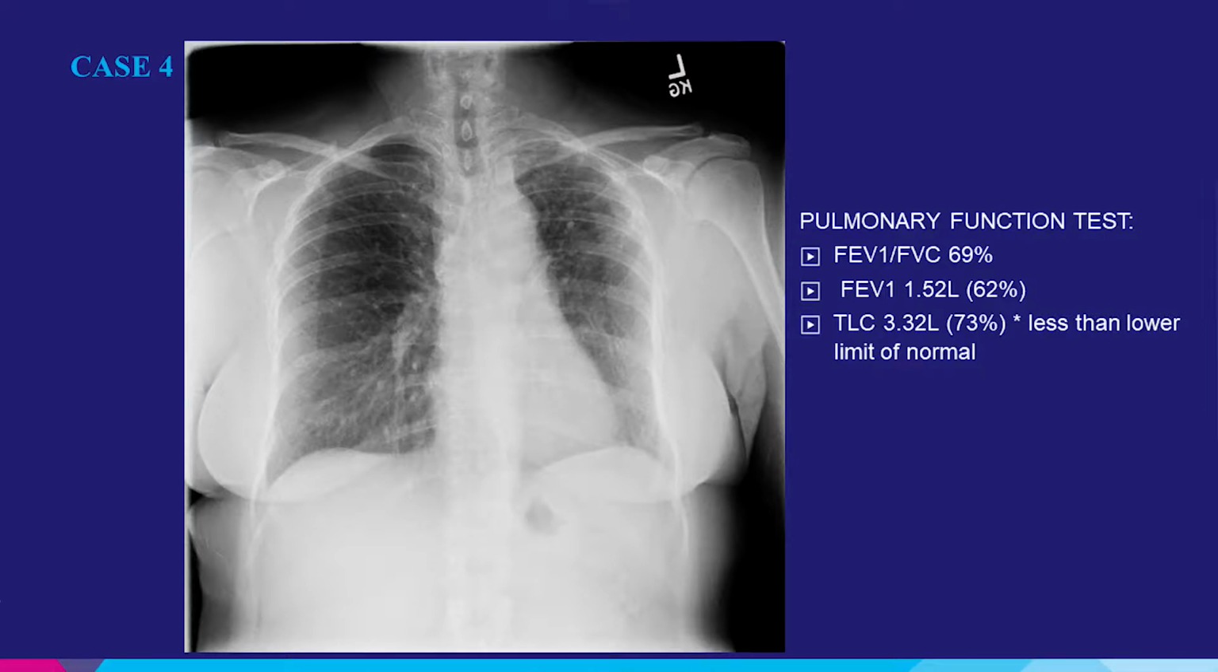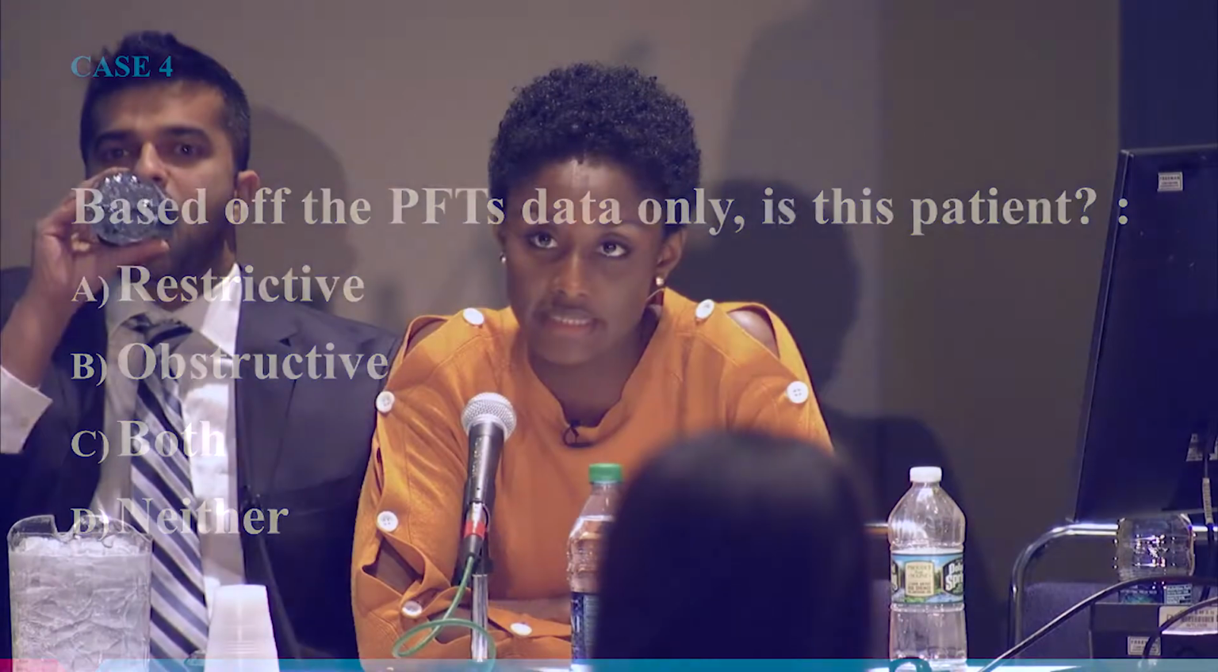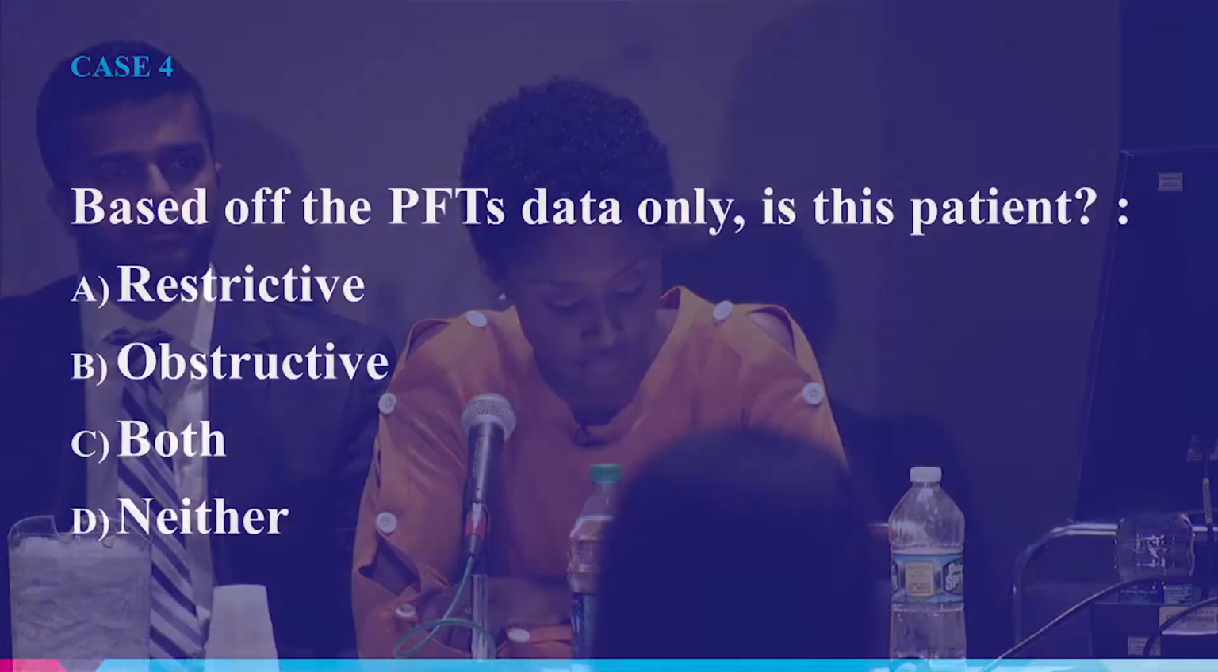Case number 4: the PFT ratio is 69%, FEV1 is 62%, and the total lung capacity is 73%, but this was less than the lower limit of normal. We use ranges sometimes for any abnormalities with the spirometry as well as for the lung volumes. Again, based off of this data, what does this patient have? Is it restriction, obstruction, both, or neither?